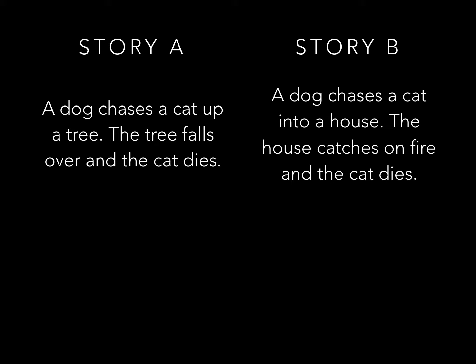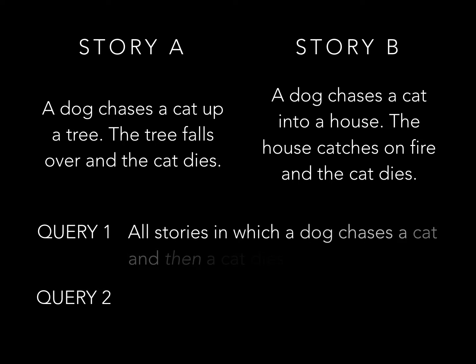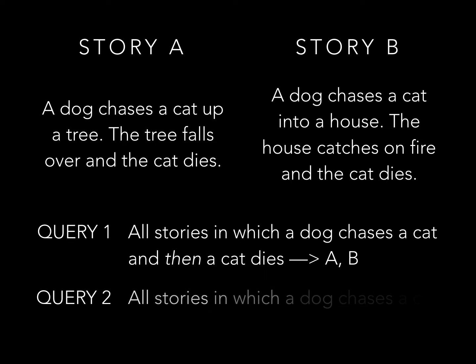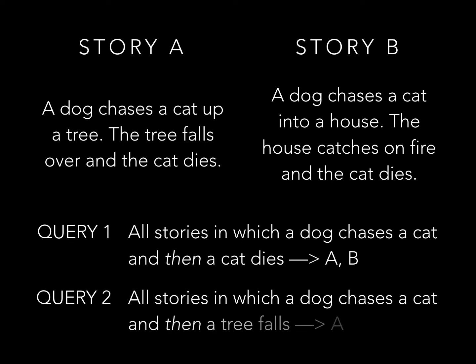Now we might want to identify all stories in which a dog chases a cat and then a cat dies. Or we might want to identify all stories in which a dog chases a cat and then a tree falls. A normal full-text search would simply treat the stories as a stream of characters and would not have knowledge of the order of events. However, this is exactly what we would like for our system to do.